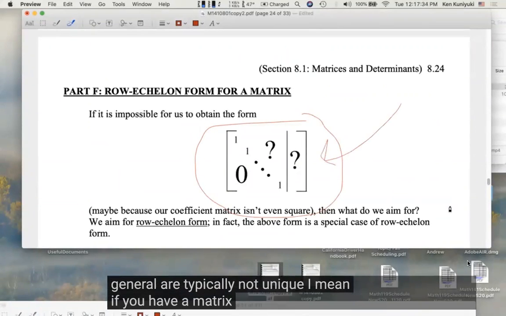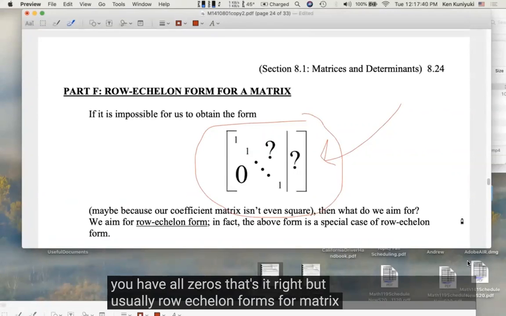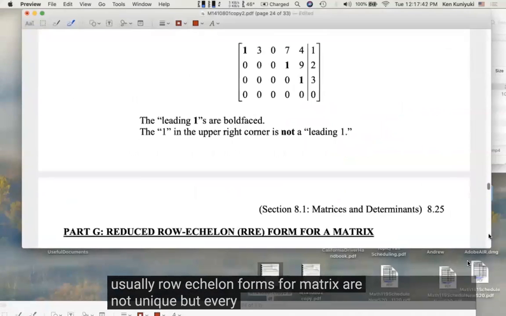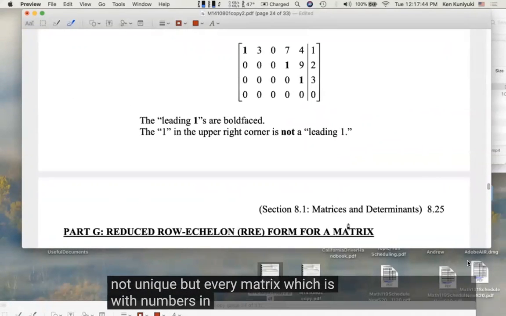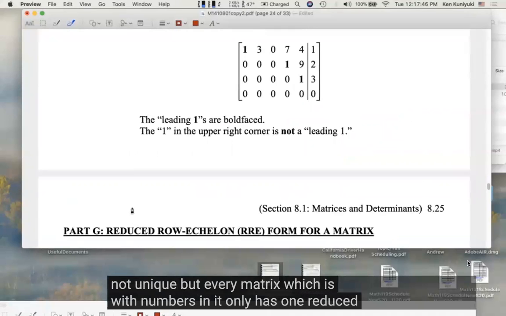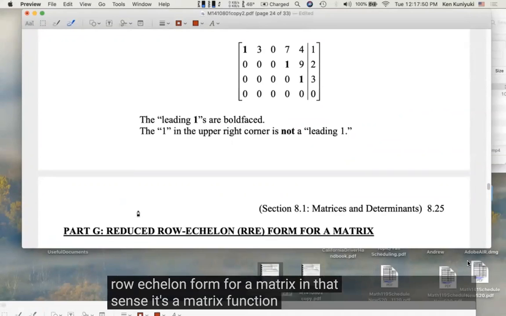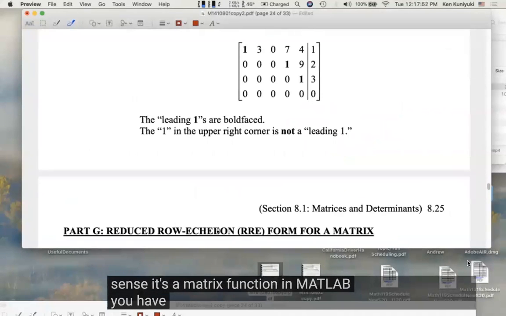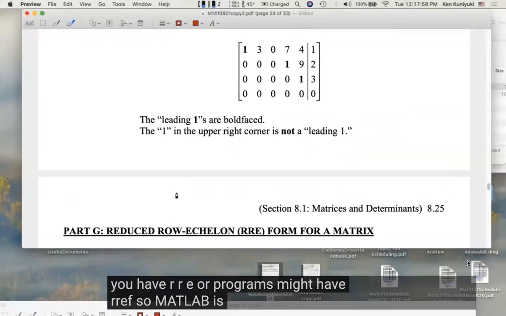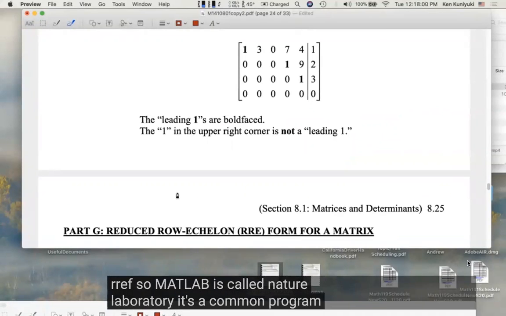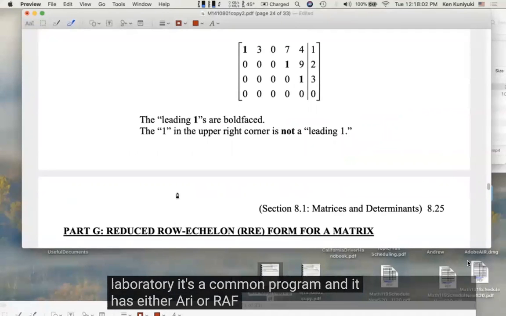Row echelon forms in general are typically not unique. I mean, if you have a matrix of all zeros, well, you have all zeros, that's it. But usually row echelon forms for a matrix are not unique. But every matrix with numbers in it only has one reduced row echelon form. In that sense, it's a matrix function. In MATLAB, you have RRE, or programs might have RREF. MATLAB is called Matrix Laboratory. It's a common program, and it has either RRE or RREF.